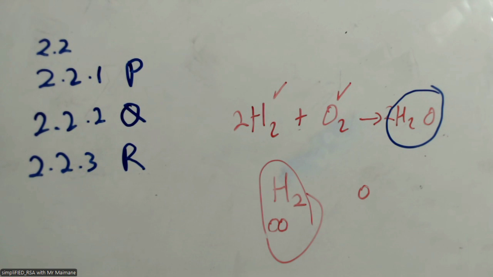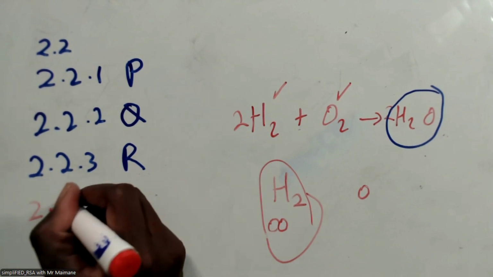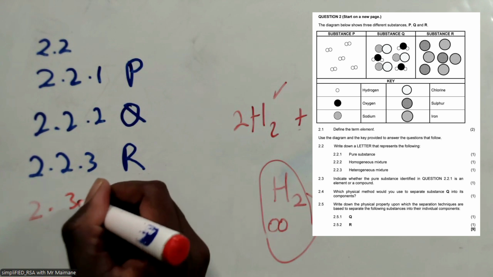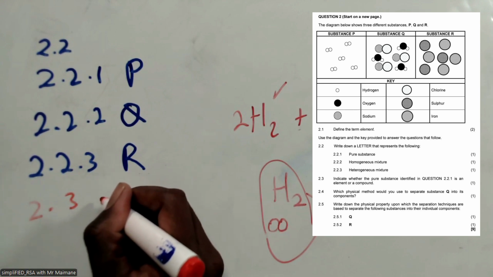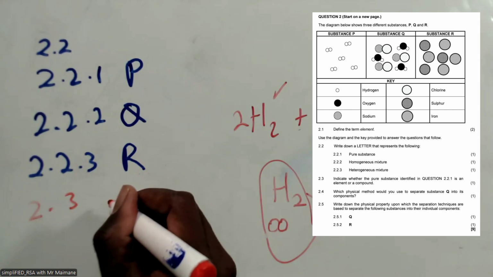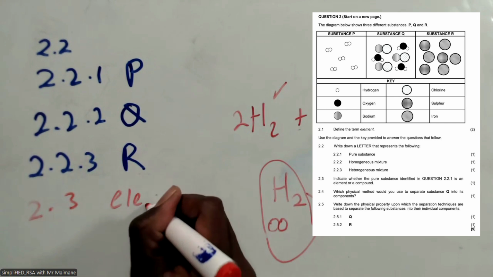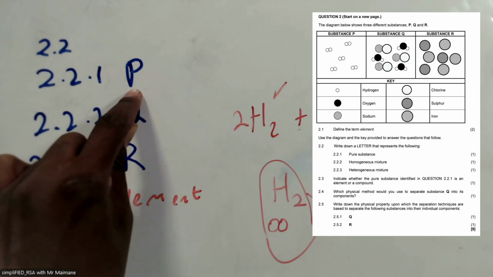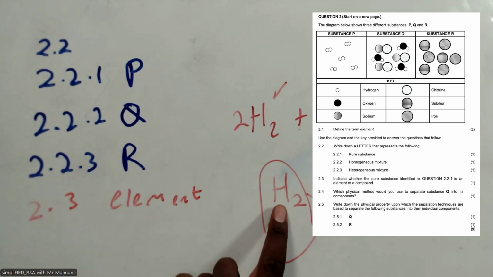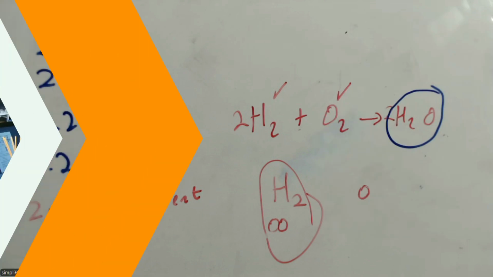So for 2.3, I will then say the element that was identified in 2.1.1 is an element. I mean, the pure substance that was discovered in 2.1, which is P, is an element because it's just the hydrogen element. It's not a compound.